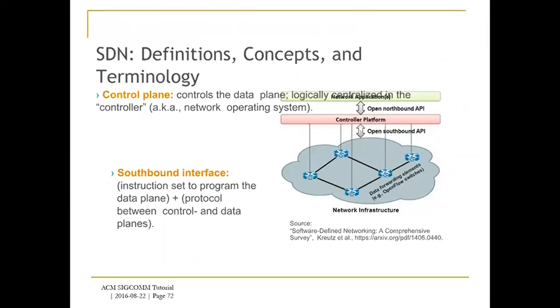Control plane controls the plane, logically centralized. The control is called network operating system. Southbound instruction to send program, control, and data plane. Remember, control plane is the brain of the network router, and it is responsible for taking decisions.